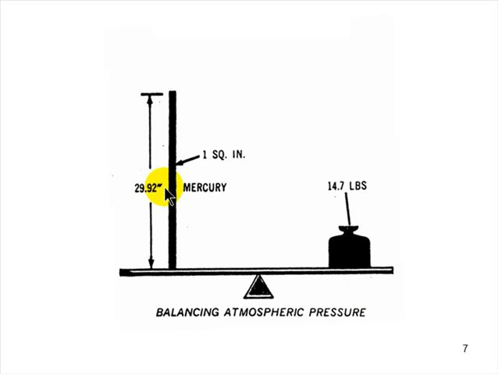14.7 pounds and 29.92 inches of mercury weigh exactly the same thing. So when I've eliminated this weight from my system, that's what the compound gauge is supposedly telling you, I've eliminated the weight of the atmosphere and I have a perfect vacuum.